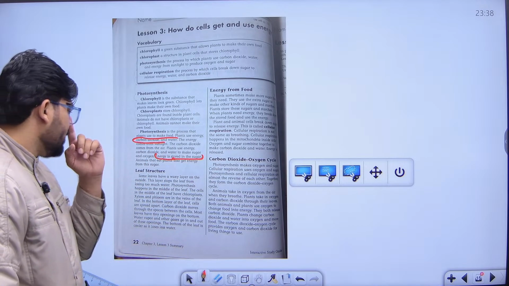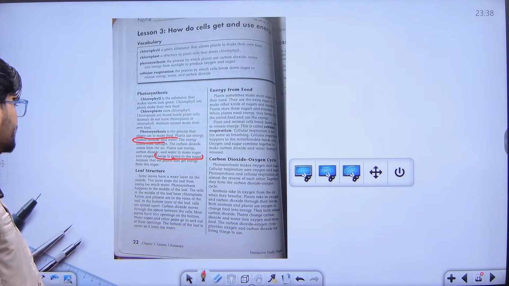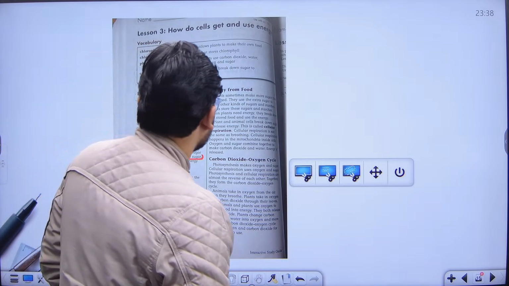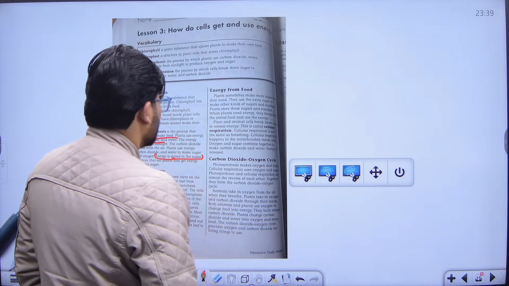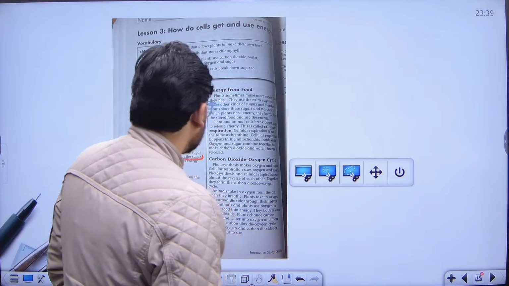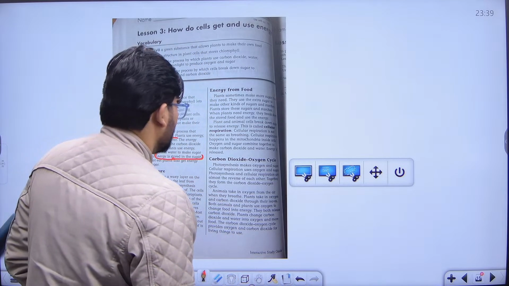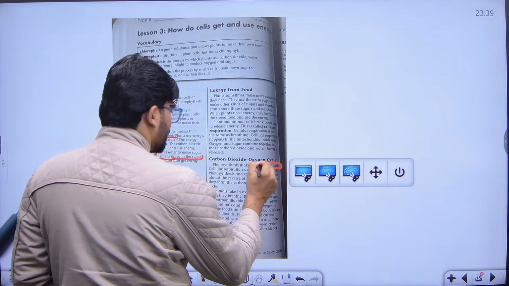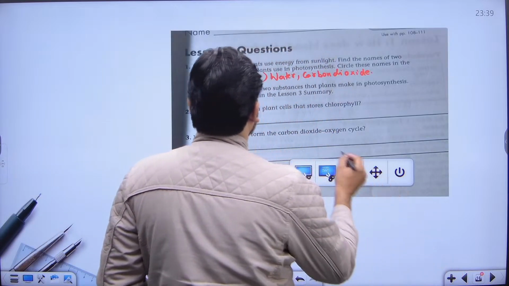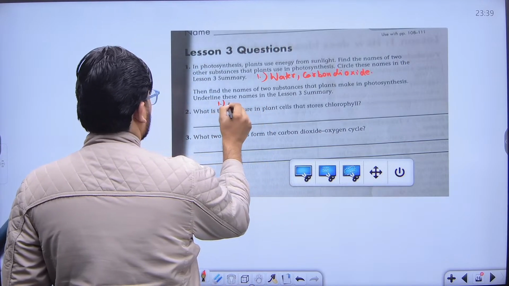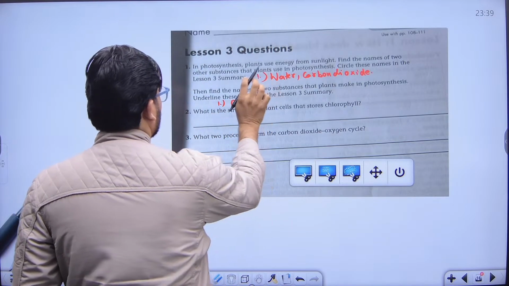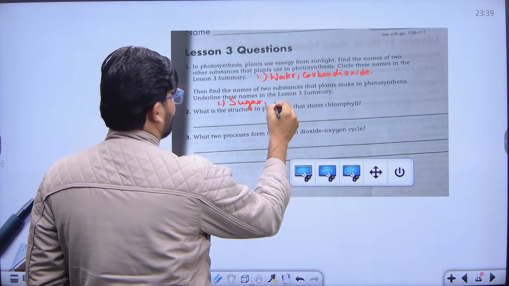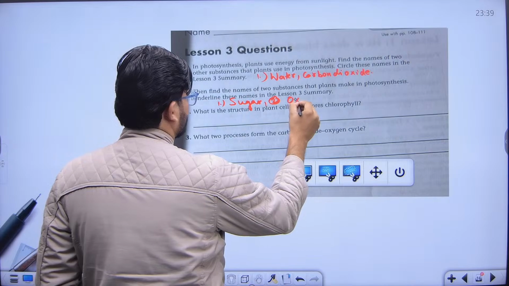Leaf structure. Some leaves have a waxy layer on the outside. This layer stops the leaves from losing too much water. Photosynthesis. So what are the products? One thing that is formed is oxygen. Photosynthesis makes two things: oxygen and sugar. So if somebody asks you what the two things are, the first thing you can say is oxygen. Instead of water now you can write sugar, and instead of carbon dioxide you can write oxygen.